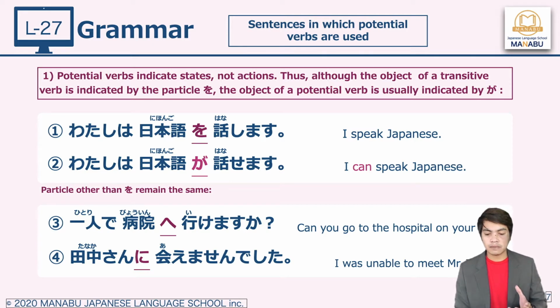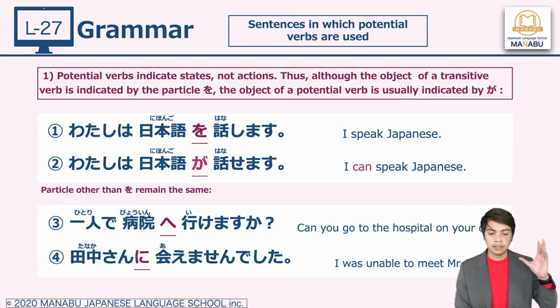Although the object of a transitive verb is indicated by the particle o, if you use the potential form of verbs, you will replace the particle o with the particle ga. So for example number 1, Watashi wa nihongo o hanashimasu. So this is an action. Okay? Someone's action. Watashi wa nihongo o hanashimasu.